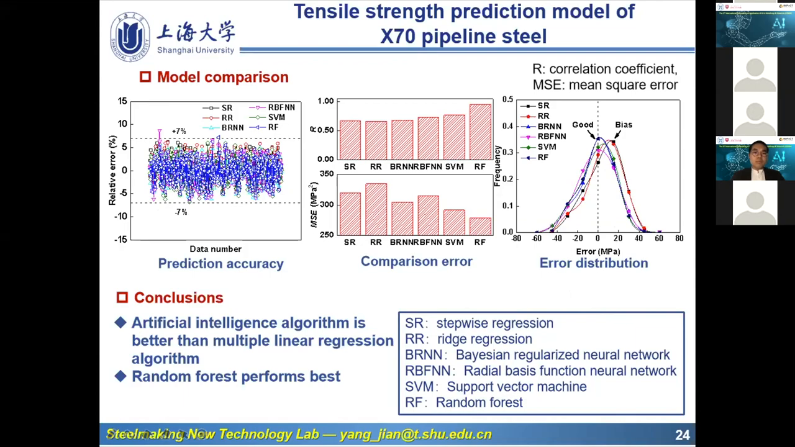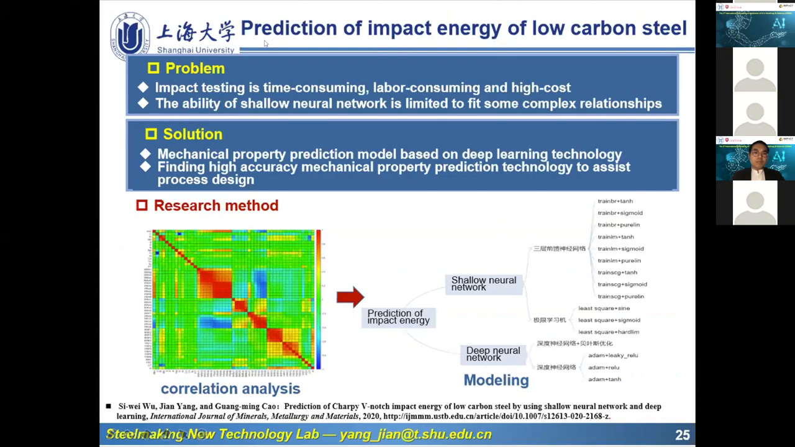And I also would like to show you the prediction of the impact energy of the low carbon steel. The problem is the impact testing is time consuming, labor consuming and high cost. And the ability of a shallow neural network is limited in fitting some complex relationships. So the solution is a mechanical property prediction model based on deep learning technology, to find a high accuracy mechanical property prediction technology to assist the process design.